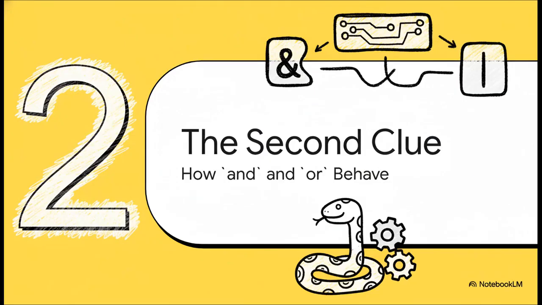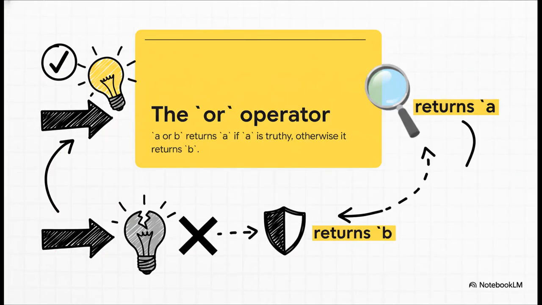Okay, so we've got truthiness down. Let's grab our second clue. We need to look at how the logical operators and and or really behave in Python. Because, spoiler alert, it's not as simple as them just returning true or false. Let's start with or. It's got this cool trick. When Python sees A or B, it first checks if A is truthy. If it is, Python's like, great, I'm done, and it just returns the value of A. It doesn't even bother looking at B. That's what we call short-circuiting. But if A is falsy, then it moves on and gives you the value of B instead.